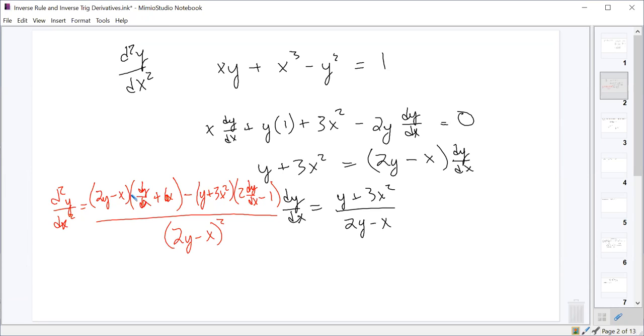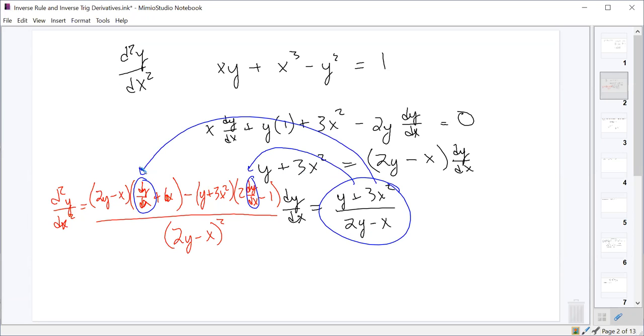And then all the dy dx's need to be replaced with y plus 3x squared over 2y minus x. So I'm not going to write that out, but you would just rewrite it with the dy dx's as that dy dx. And I don't need you to simplify it any further than that. Just plugging those in is good enough.